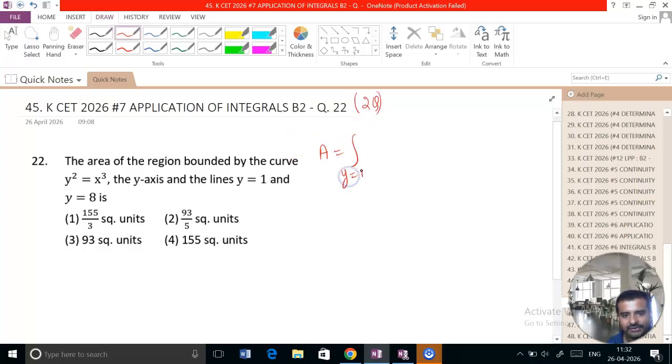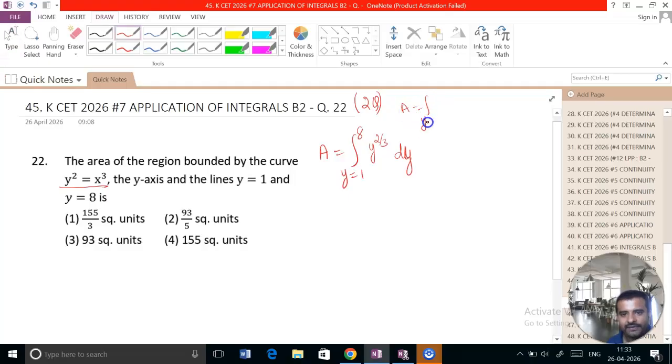Integral from y equals 1 to y equals 8. Whenever we are taking y limits, you have to write the function in terms of y. Say y squared is equal to x cubed, so what is x equal to? It will be y to the power of 2 by 3, and this is with respect to y.